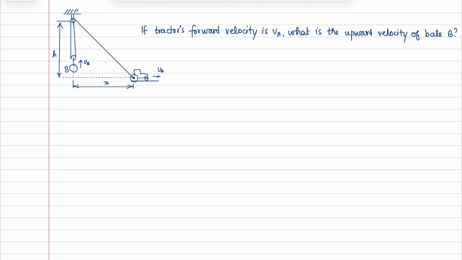Here's the next question. There's a tractor that's trying to lift this bale of hay, perhaps, using this pulley system. So as the tractor moves to the right, this length here of the string, which is fixed, means that this pulley will have to move upwards as this tractor moves to the right. It's given to you that the tractor's forward velocity is VA. It's given to you that there's some distance x and there's some height h, which is constant with respect to the ground. You're interested in the upward velocity of the bale.